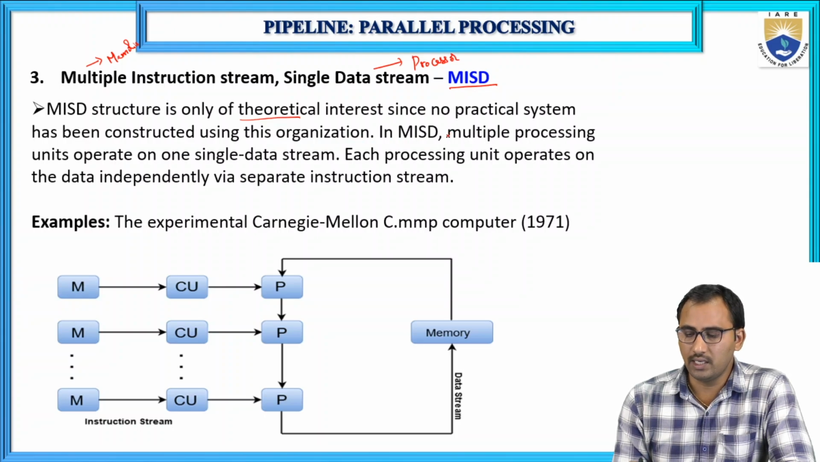So in MISD, multiple processing units operate on a single data stream. Each processing unit operates on the data independently via separate instruction streams. So see here, the single processor is able to operate on different multiple memories. So this exists only as a theoretical concept, but practically this type of system does not exist.